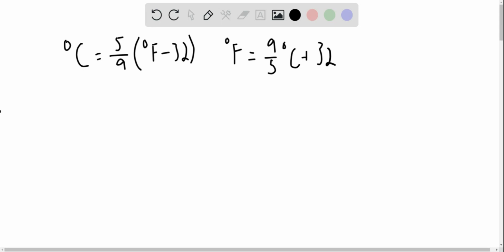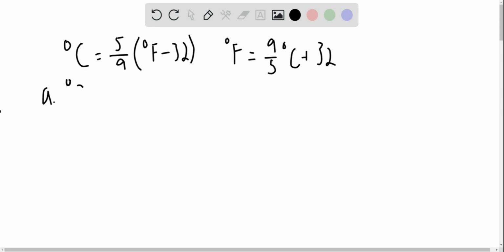It's just plug and chug. If they give you Fahrenheit, you plug it into the first equation. If they give you Celsius, you plug it into the second equation. So let's look at the first question here. They give you 95 degrees Fahrenheit. So since they give you Fahrenheit, we want to convert it to Celsius. We're going to use the first equation.